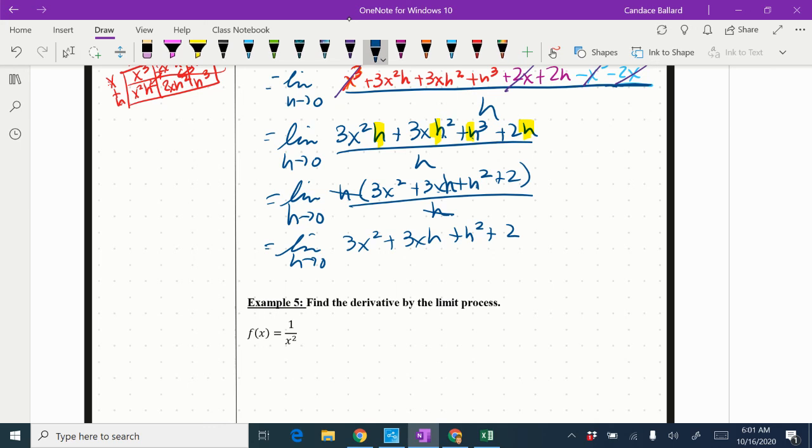So I'm now going to substitute in 0 anytime I have an h. I'm now down to the direct substitution method. So 3x squared plus 3x times 0 plus 0 squared plus 2. Well, these two terms would zero out, and our final answer would be that the derivative is 3x squared plus 2.